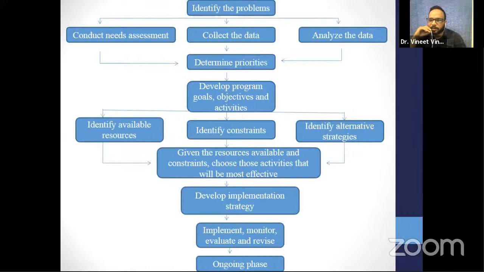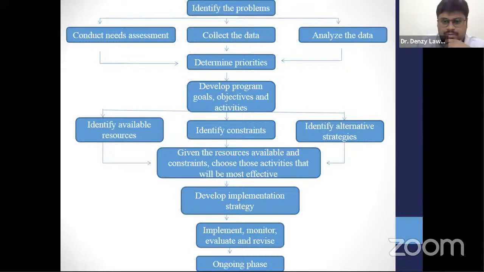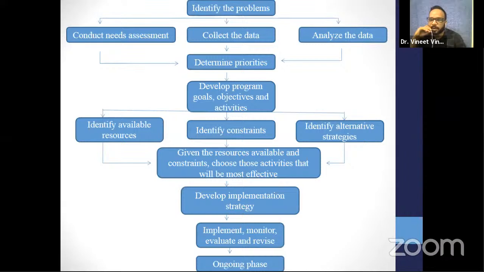Yes, students, you can go ahead and unmute yourselves. You have an answer in the chat box. Saurabh says determining priorities. Ruchika says alternative strategy. Alternate strategy, because it's expensive and you have planned for something else.